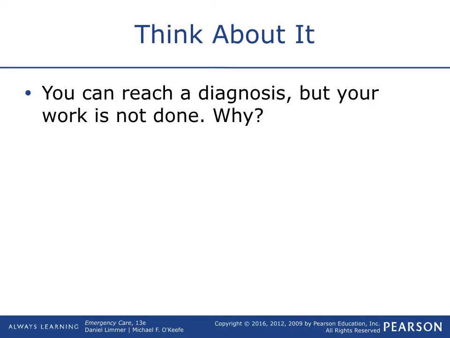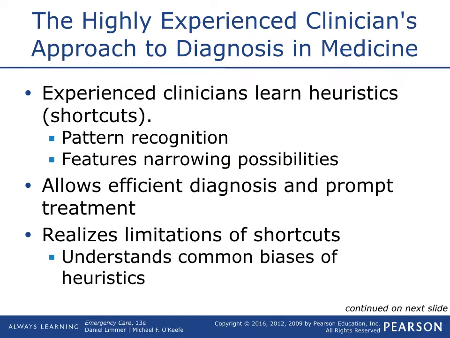Think about it. You can reach a diagnosis, but your work is not done. Why? Experienced clinicians learn shortcuts. They use pattern recognition and feature narrowing of possibilities. They narrow everything down to a couple of possibilities, the 50-50 chance kind of deal. That allows efficient diagnosis and prompt treatment.